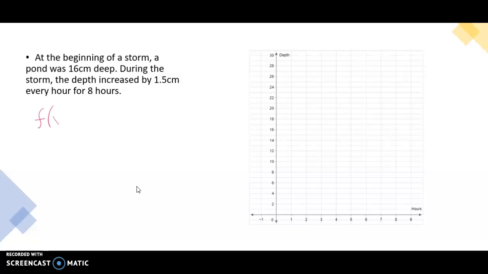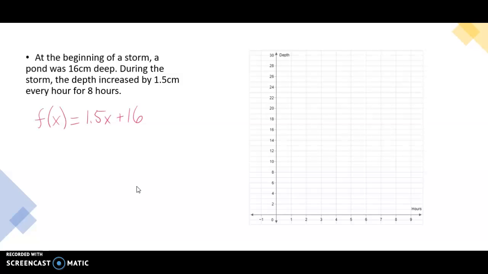So I'm going to have f of x equals... notice that it started out at 16 centimeters deep, so that's going to be my y-intercept because that's its starting point. And then during the storm, the depth increased by 1.5 centimeters every hour. So that's going to be my slope. So that 1.5 will be my slope because that's how much it's increasing every hour.